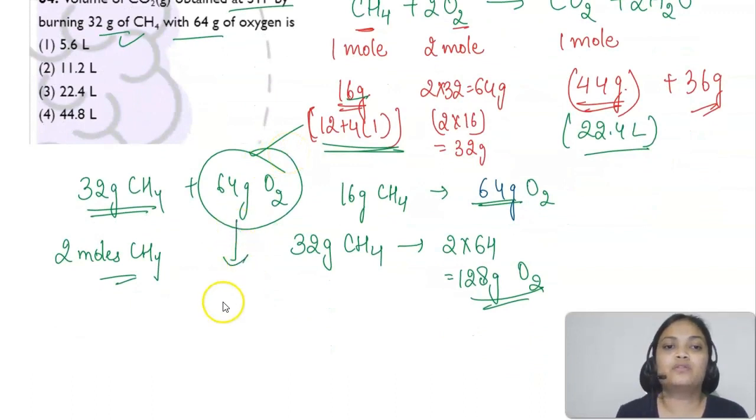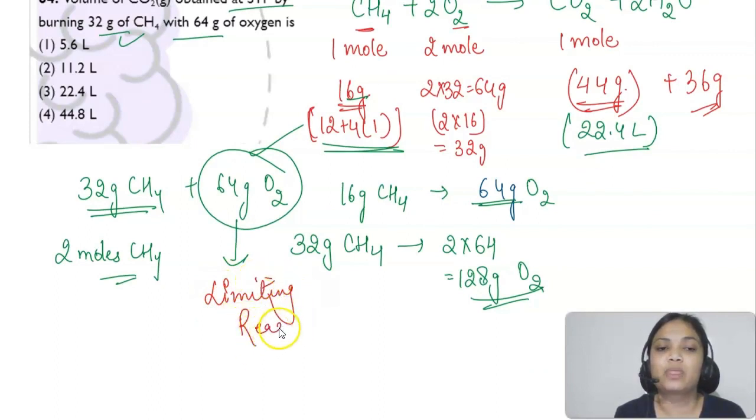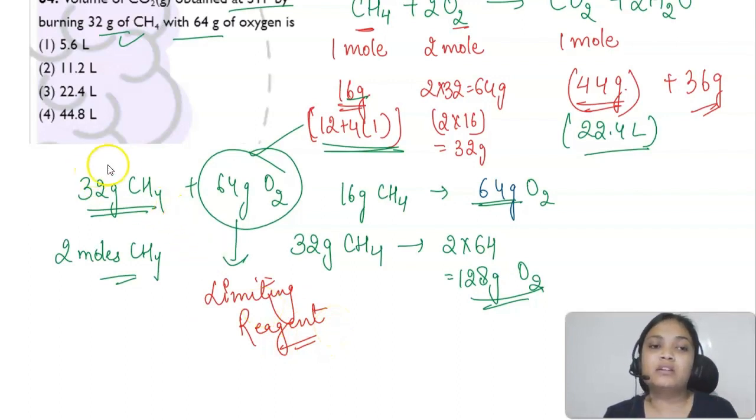So do you remember what will be the case? Here oxygen will be acting as the limiting reagent. Limiting reagent is the one that limits the product, because 32 grams of methane needs 128 grams of oxygen to react, but in the reaction we have only 64 grams, so all 32 grams of methane will not react. Only 16 grams will react with 64 grams, and the remaining 16 grams will remain unreacted.